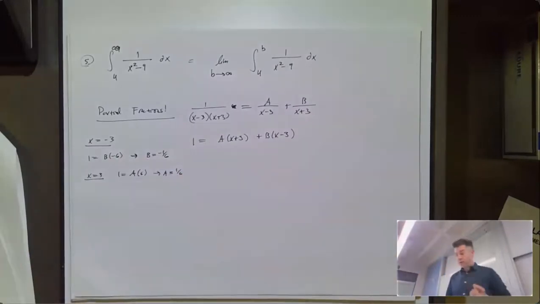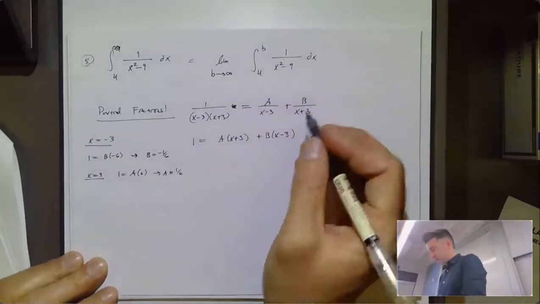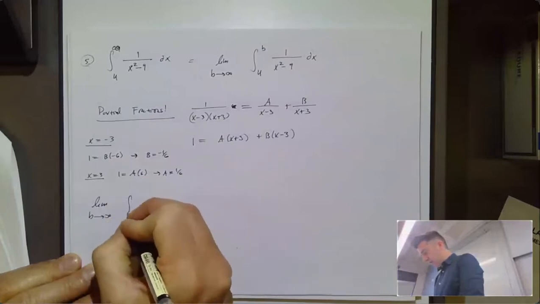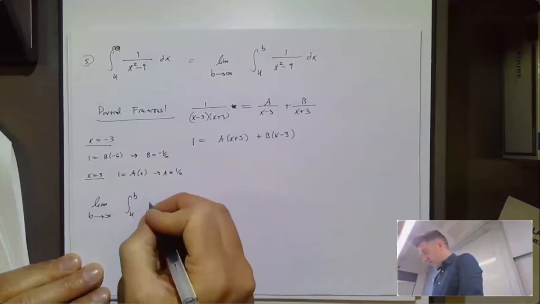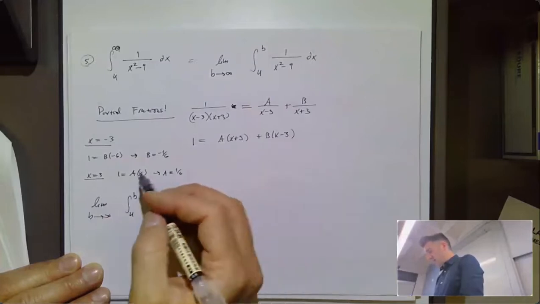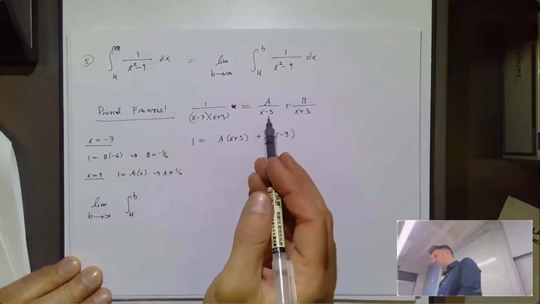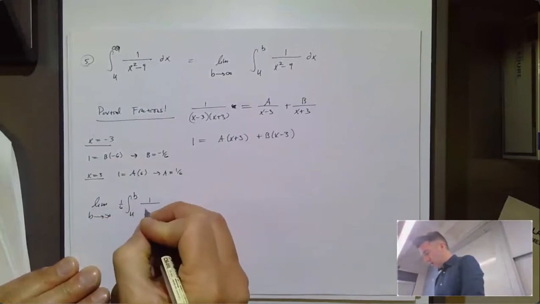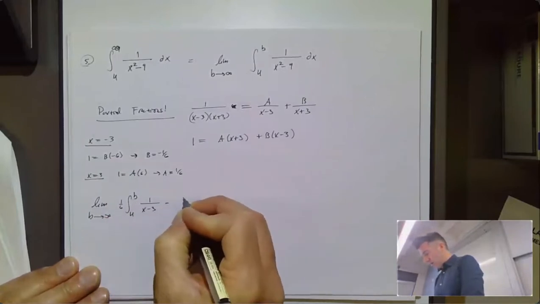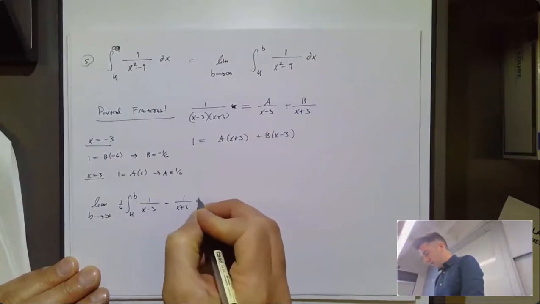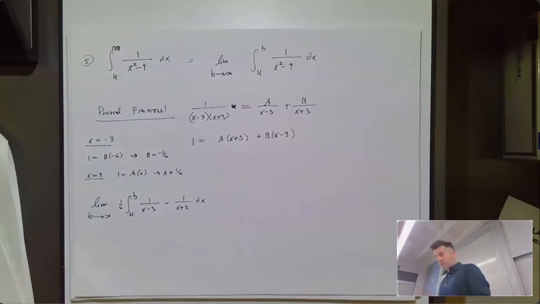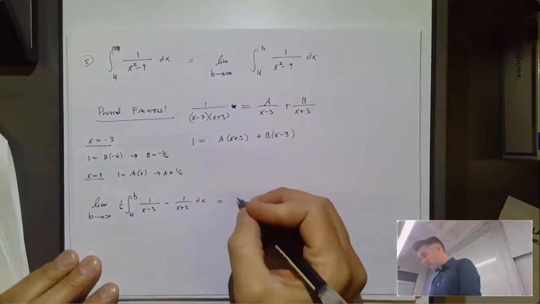Great. So I can rewrite this integral as the limit as b goes to infinity of the integral from 4 to b of, let's see, a is positive 1/6. Let's just factor out the 1/6. Instead of saying 1/6 over x minus 3 minus 1/6 over x plus 3, let's say it's 1/6 times 1 over x minus 3 minus 1 over x plus 3. Great. Questions? Okay.